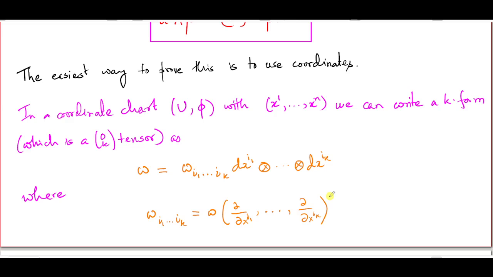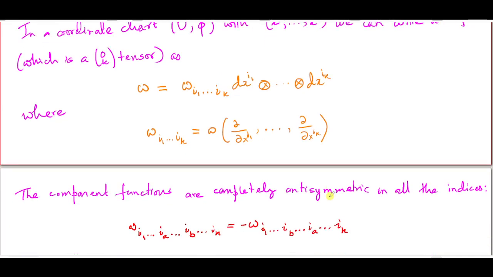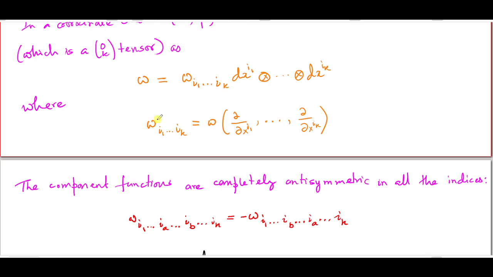Now let us take into account the fact that omega is a K form. So it's not only a 0K differentiable tensor field, it's also completely antisymmetric. What that of course means is that the component functions omega I1 through Ik are going to be completely antisymmetric in all of their indices. That is, if you were to interchange 2 of these indices Ia and Ib to Ib and Ia, you are going to get a minus sign.